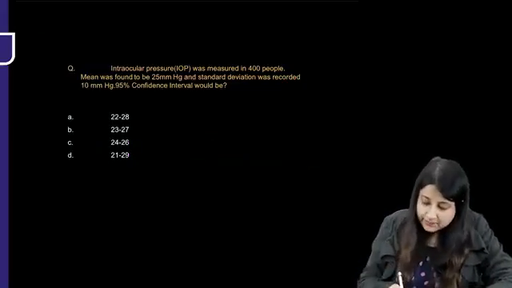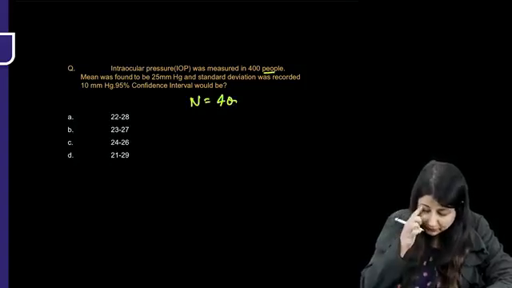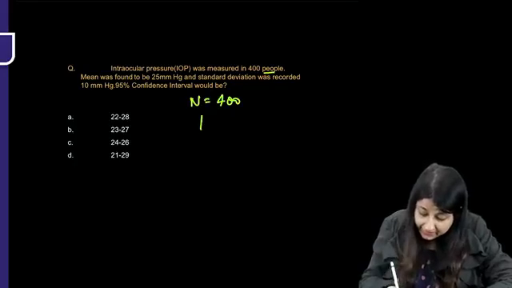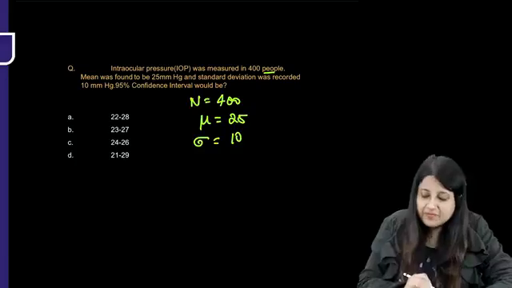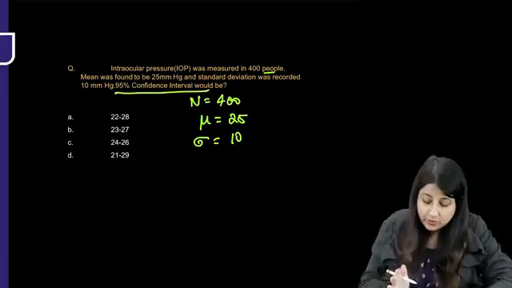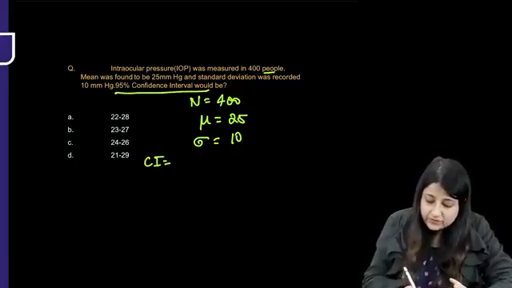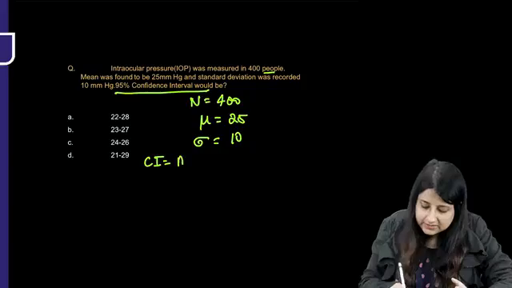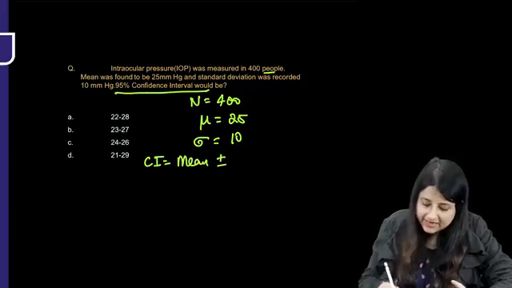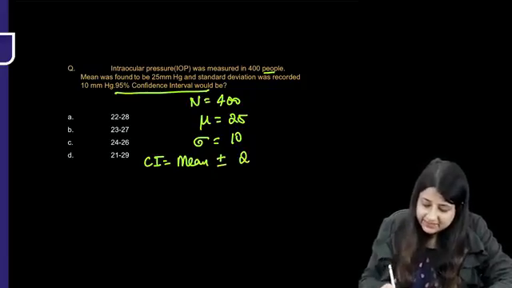See, intraocular pressure was measured in 400 people, N is 400, mean was found to be 25, and standard deviation was recorded as 10. 95% confidence interval. They are not going to ask you to explain. They'll ask you this formula. So 95% confidence interval, that means I have to use for 95%. So this is mean plus minus. Now 95 है, so this यहाँ पे 2 आ जाएगा. And since mean is given, we will use standard error of mean.